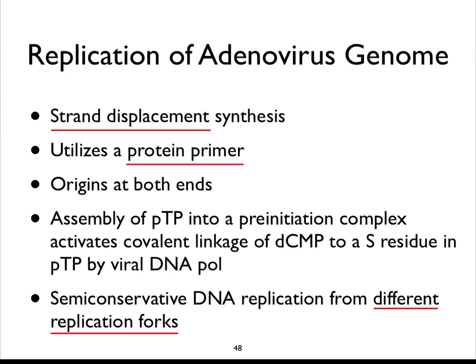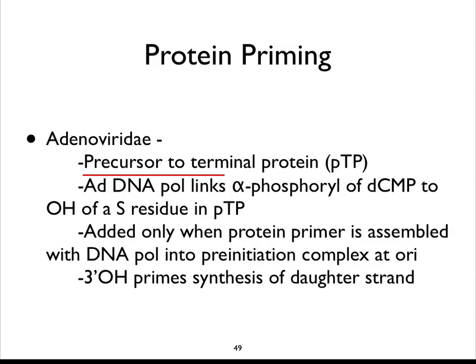So the protein that's present on the incoming virus is merely a guide and is not used to initiate DNA replication. And you need to make a viral DNA polymerase. So you need early transcription, and that early transcription encodes both this pre-terminal protein and the viral DNA polymerase. DNA replication is semi-conservative from different replication forks.